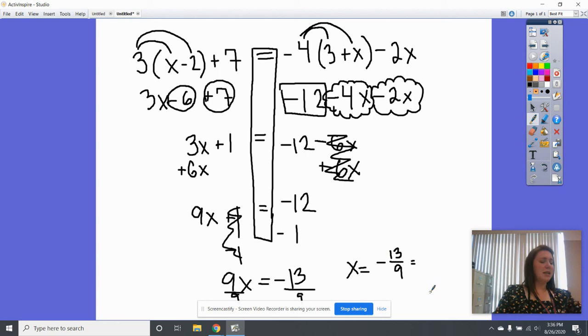A lot of people like to change it into a decimal, so I'm just going to get my calculator. Negative 13 divided by 9 equals negative 1.4 repeating. So that is how you solve a multi-step equation when there is distribution on both sides and combining like terms on both sides.